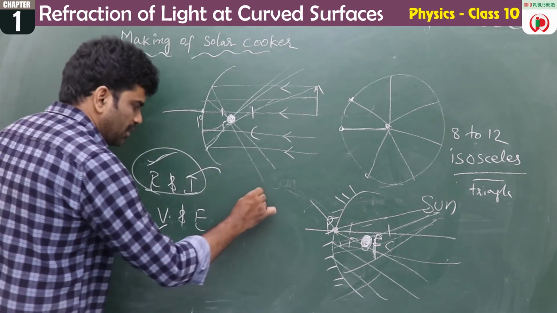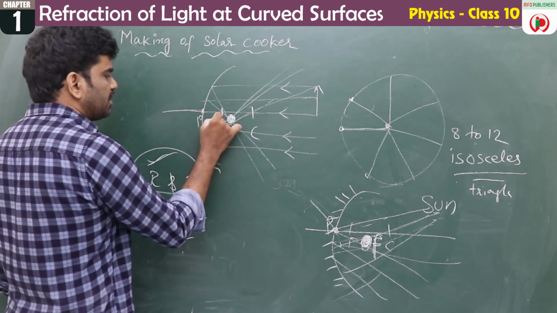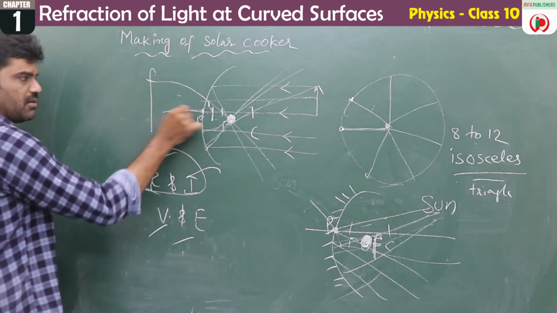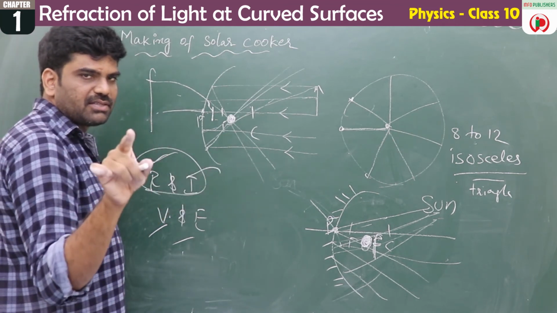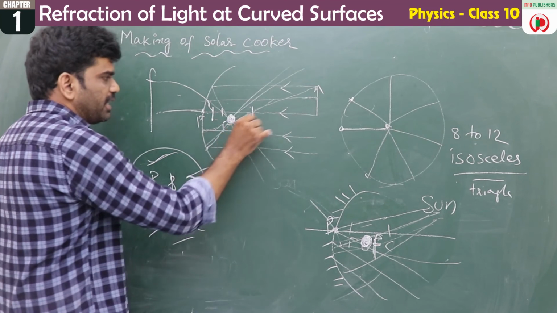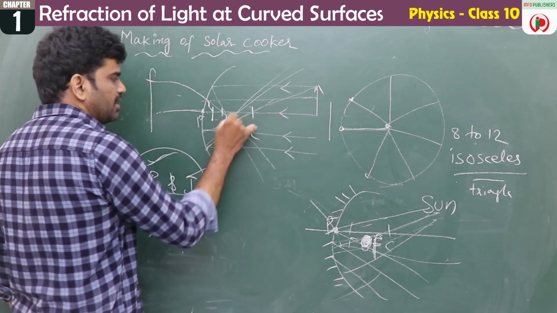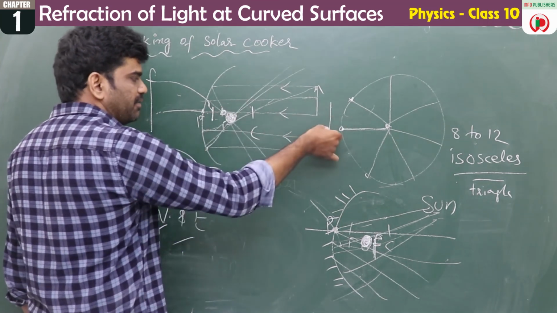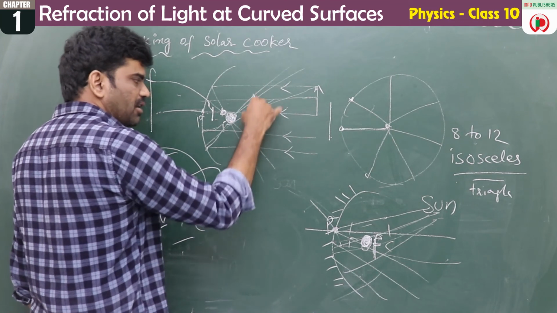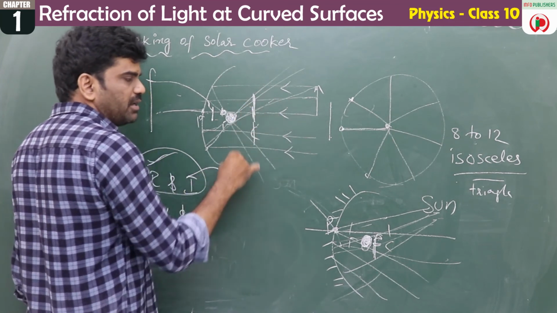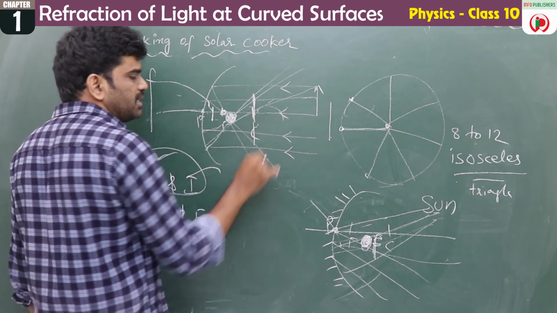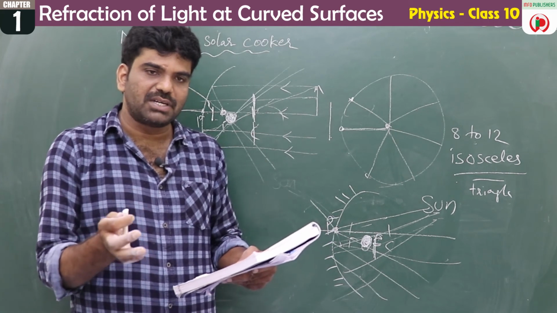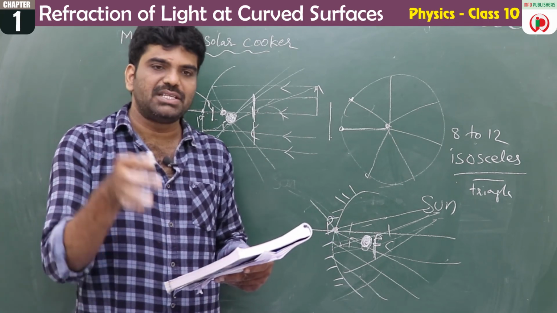If you keep an object between the pole and f, the image will be formed behind the mirror, which is large. Yes or no? That is case 1, actually case 6 in the ray diagrams we have seen. If you keep the object at infinity, the image is formed at f. If you keep the object at f, the image is formed at infinity. If you keep the object at c, the image is formed at c only. If you keep an object beyond c, the image is formed between f and c. If you keep an object between f and c, the image is formed beyond c.